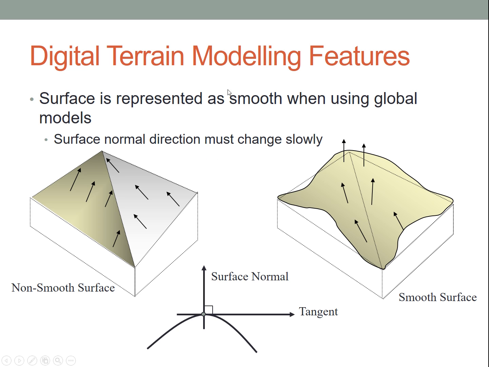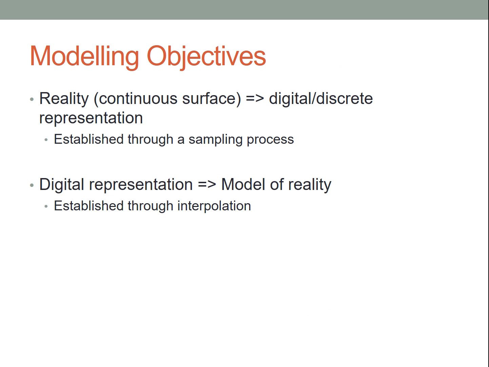So we need to show a smooth surface when we are using global models. So TINs, they are not smooth. When we are using global models, which is representing the whole surface, the surface is now represented as smooth. So that nice smooth change between the 2 of them.